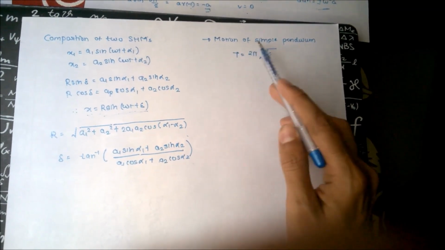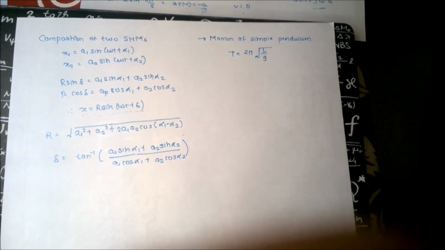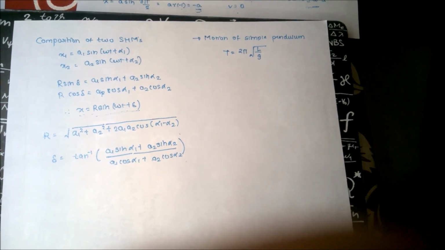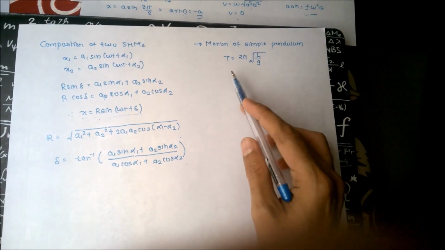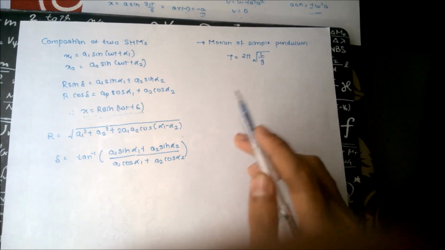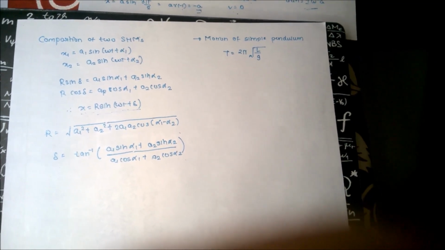Then we have the motion for the simple pendulum. As we all know, for a simple pendulum the time period is equal to 2 pi under root L by g, where L is the length of the string and g is the acceleration due to gravity.